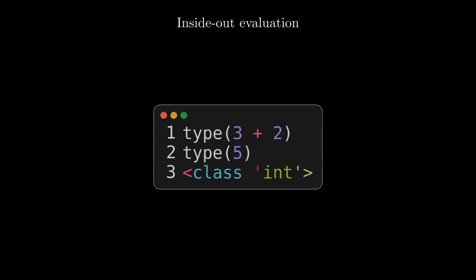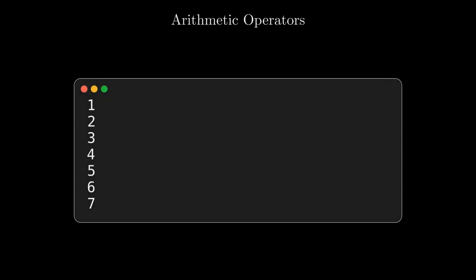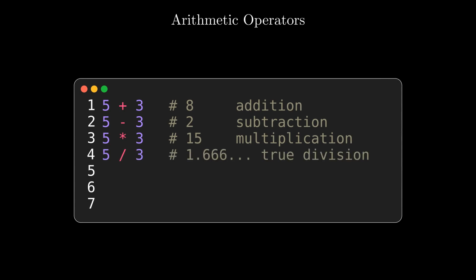This collapse rule explains nested expressions. Consider type of 3 plus 2. Python evaluates the inside first. 3 plus 2 becomes 5. The expression now reads type of 5. Then the outer call runs, returning int. Inside out, always. Every nested expression follows this rule. The inner result replaces the inner expression, and the next layer operates on that value. No exceptions.